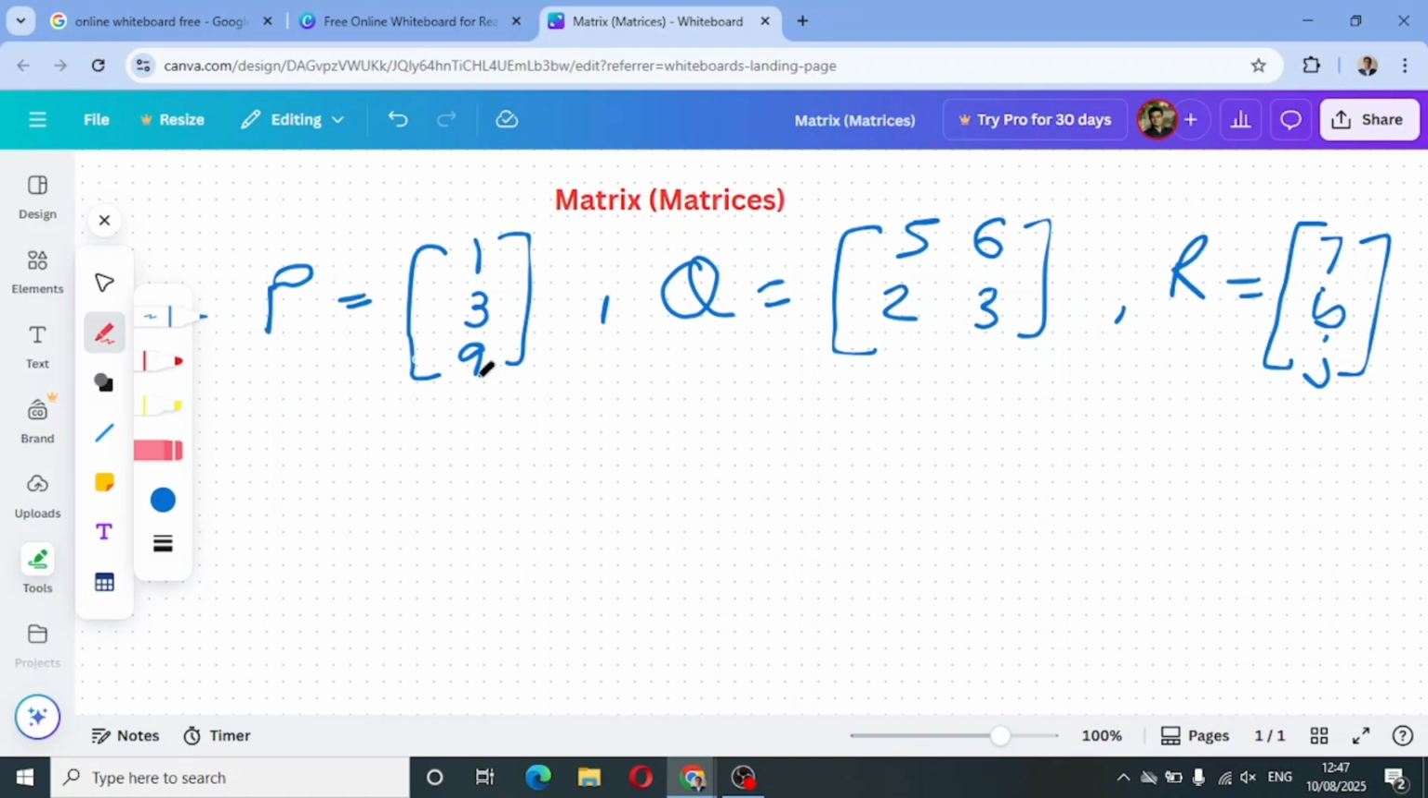Hope you have written it. So let's write the answer. Here you can see row 1, row 2, row 3, so the number of rows is 3, by the number of columns, only 1 column is there. In the second one, the matrix Q, first row, second row, so the number of rows in Q is 2 and the number of columns, 1, 2, is also 2. In R, if you check, the number of rows is 3 by the number of columns 1. So 3 by 1 is the order of matrix R. So this is all about the order of a matrix.